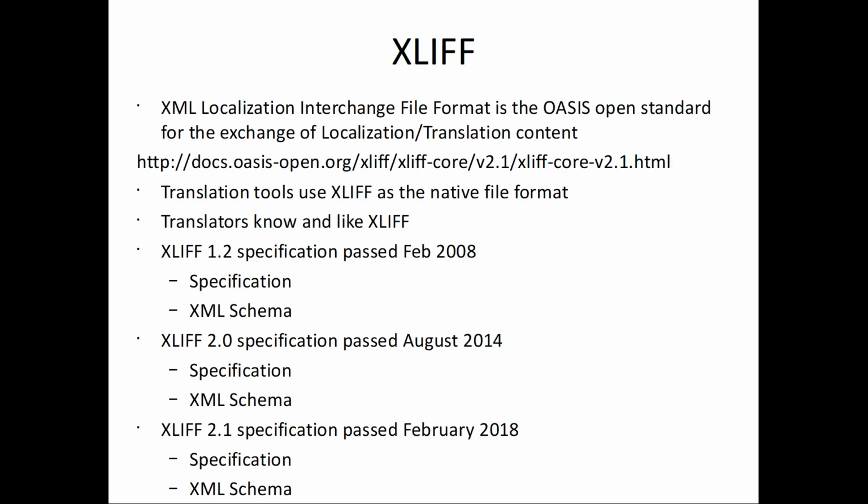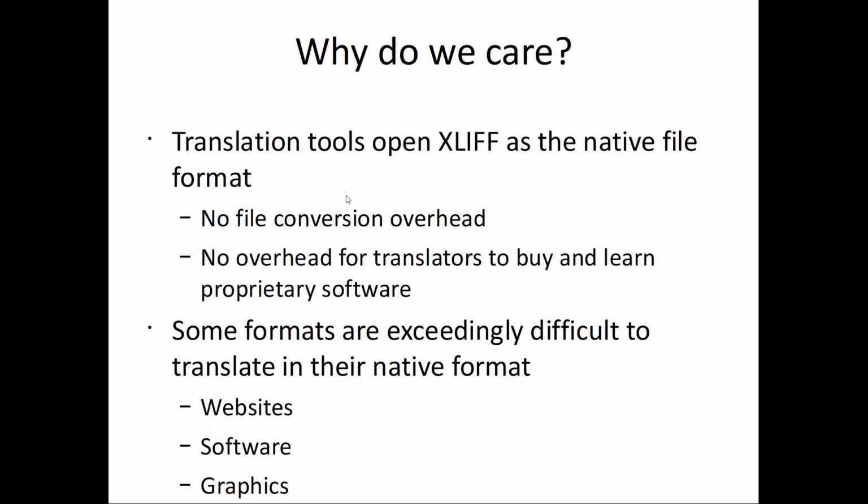Let's talk about XLIFF. XML Localization Interchange File Format, XLIFF, is an OASIS open standard. It's available at this URL here on the screen. The current version is XLIFF 2.1. Previous to that, we had XLIFF 2.0 and 1.2. Translation tools use XLIFF as the native file format. Translators know and like XLIFF. Why do we care? Translation tools open XLIFF as the native file format.